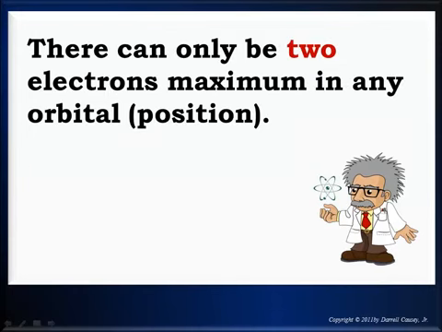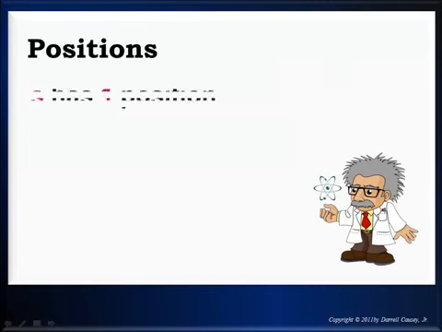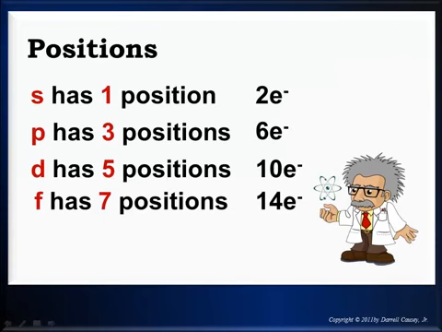You need to know there are only 2 electrons, maximum, in any orbital. So you put 2 electrons in and you move on to the next orbital. Positions: S has 1 position, P has 3 positions, D has 5 positions, and F has 7 positions. And of course, each position can hold 2 electrons. So 2 times 1 is 2, and 2 times 3 is 6, etc.